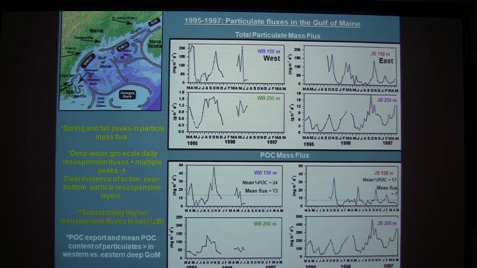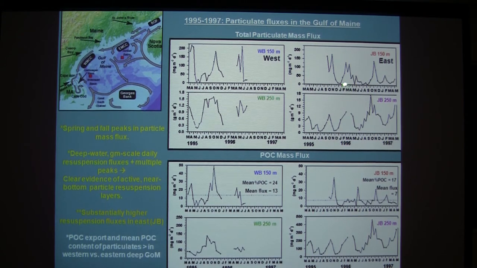But what I want you to notice is several things. One are the spring and fall peaks and the total amount of material, just look at the 150, that are moving through the water column, both in the west and in the east. The other thing I want you to notice, so that's a reflection of the spring-fall blooms and the mass of material that's sinking through the water, is that the scale changes. Now we're at 250 meters, and you notice we're at gram scale here.